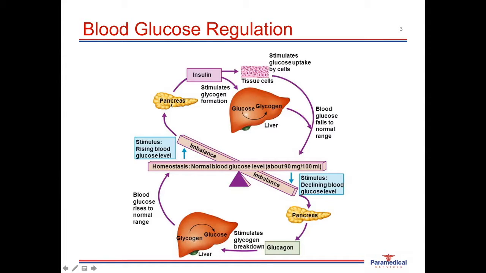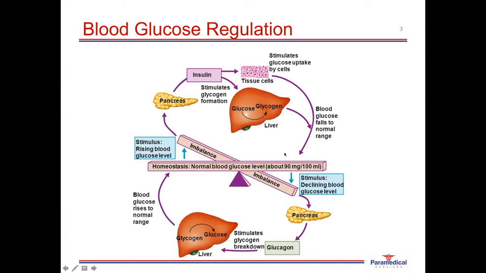The pancreas reacts to these high blood glucose levels by releasing the hormone insulin. Insulin then stimulates glucose to be taken up and metabolized by the cells, but it also stimulates any excess glucose in the bloodstream to form glycogen to be stored in the liver. And this makes sure that blood glucose levels return back to normal.